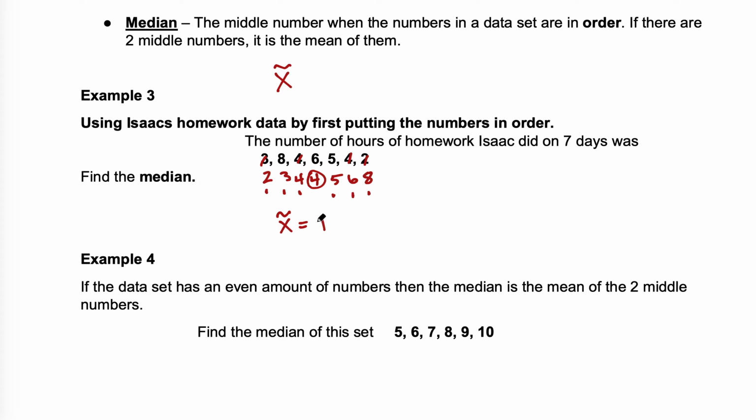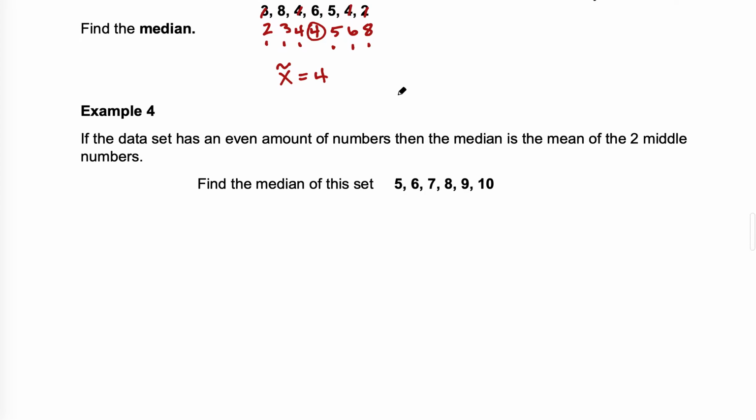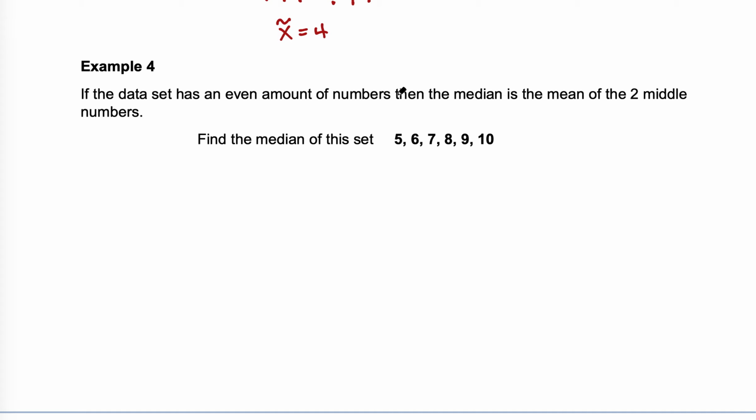Now, this is if there's an odd number of numbers. It's much easier when there's an odd number of them. If you have an even number of numbers, then you have to do it slightly different. So we've got 5, 6, 7, 8, 9, 10. So they're already in order. And if I start marking off the middle, which again, you can probably already see where the middle is, well, what we find is there is no exact middle number.